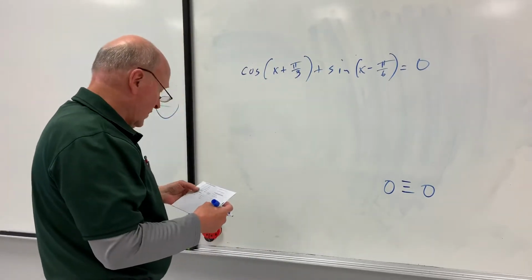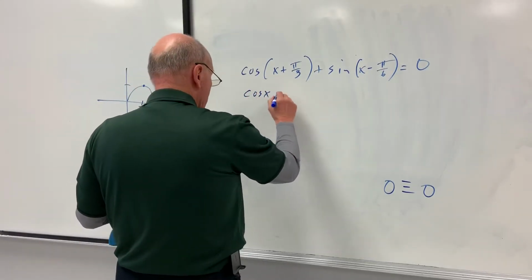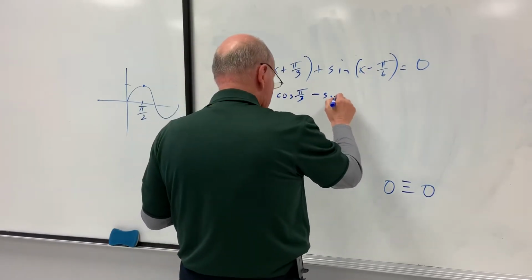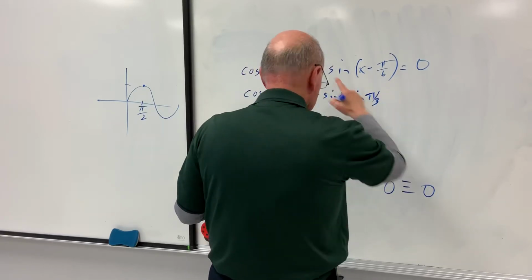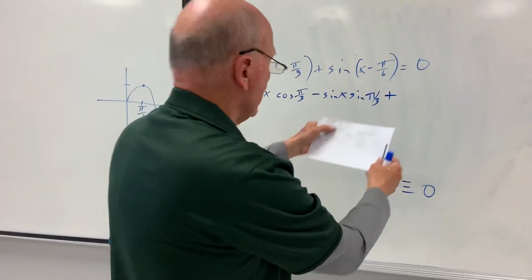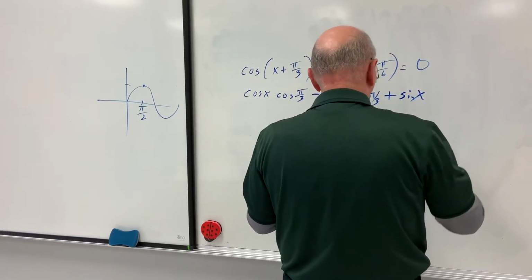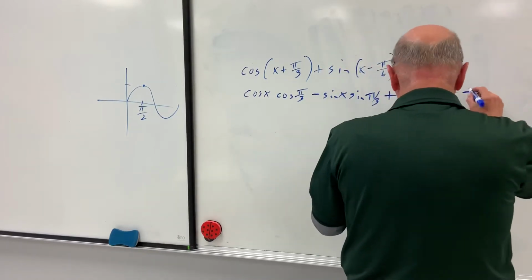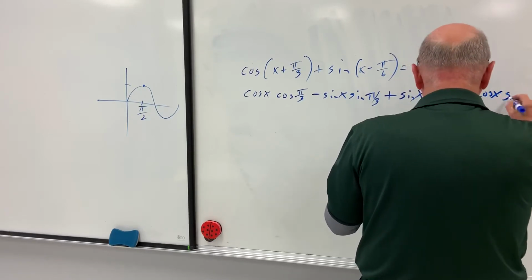So here we go. The first one is cosine of sum. Cosine of sum would be cosine x, cosine of pi thirds, minus sine x, sine of pi thirds, plus. And then we've got sine of a difference. So we look on here at sine of a difference, and we see we have sine x, cosine of y, minus cosine of x, and sine of y.